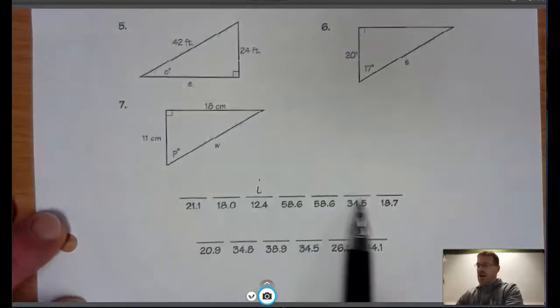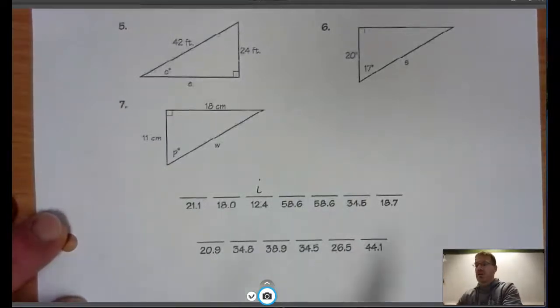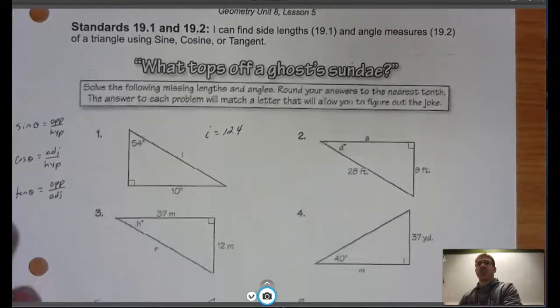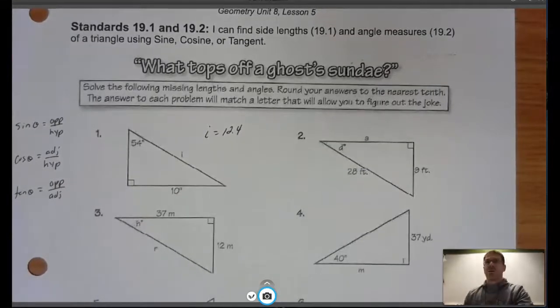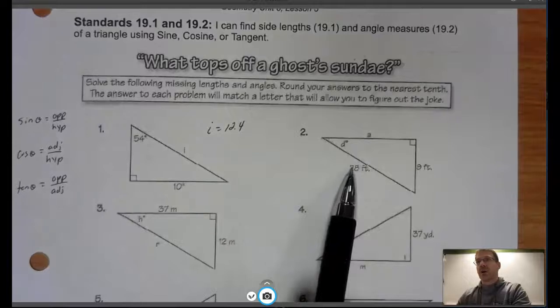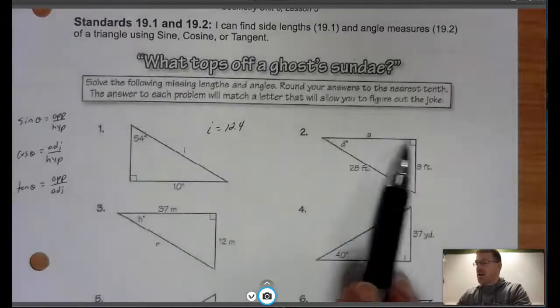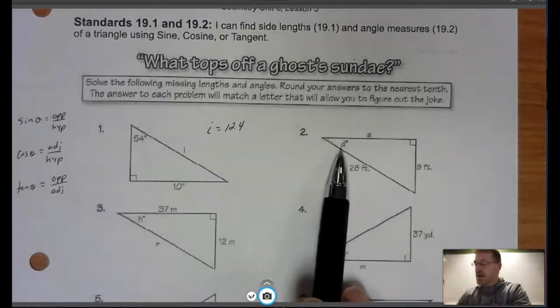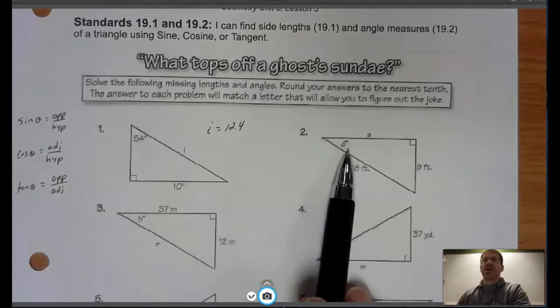So if you get a number that's not down here, that means you did something not quite right. Okay, so now let's look at number 2 here. And notice in number 2, I'm looking for a couple of things. So I'm looking for A, which is this side here, and then I'm looking for D, which is the measure of the angle here.